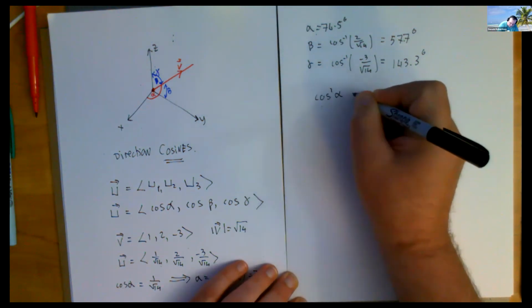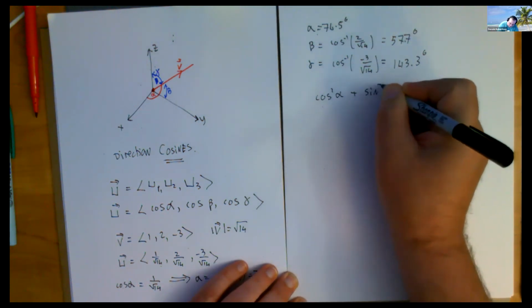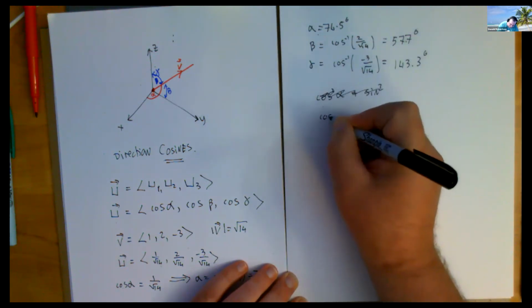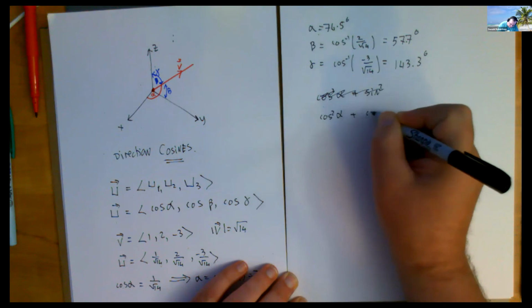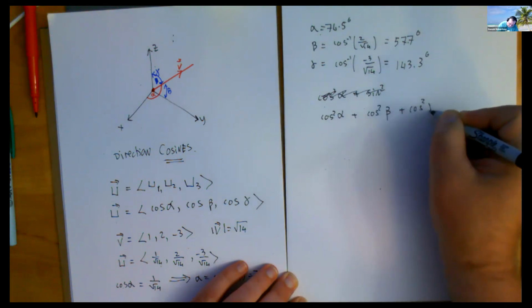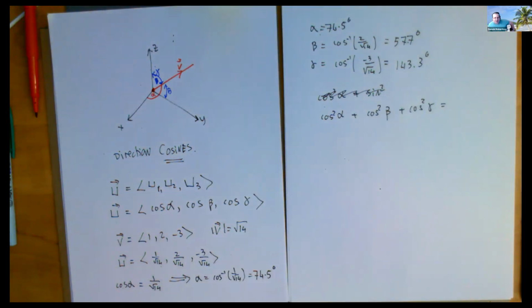connection that is true. The squares of the cosines, not the angles themselves, but the cosines themselves. Do you know what the squares of the three cosines add up to? They always add up to the same number.